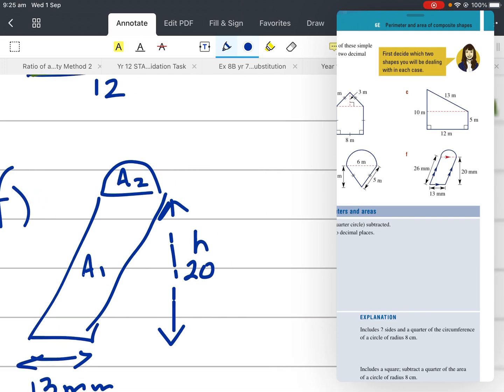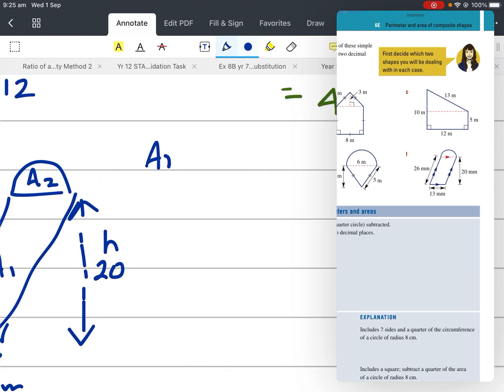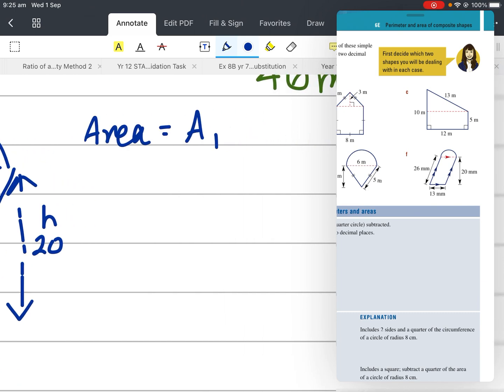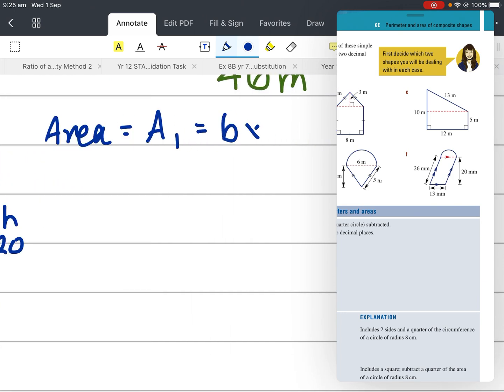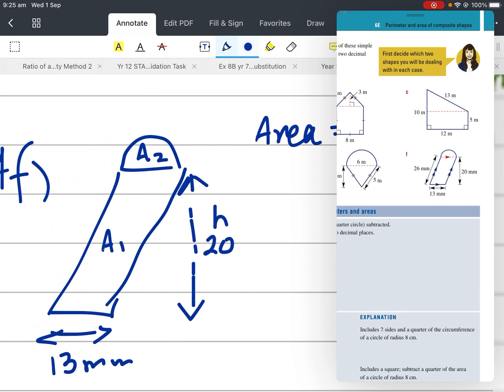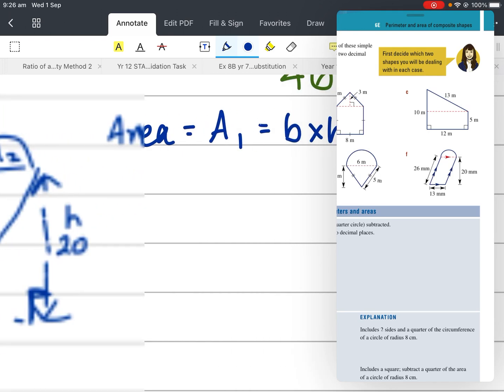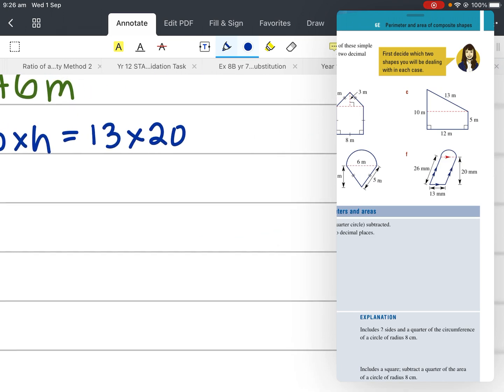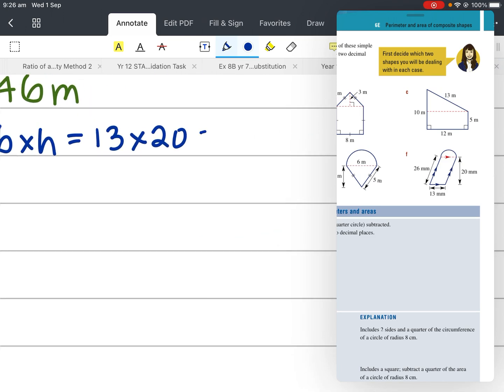Alright, so let's do area first. I'm going to do area 1 first. Area 1 is the parallelogram. Like I said, that's base times height. And remember, they've got to be at right angles to each other. So that's why we use the 20 and the 13 in this case. So 13 is the base, 20 is the height. So that gives me, on my calculator, 13 times 20 is 260.